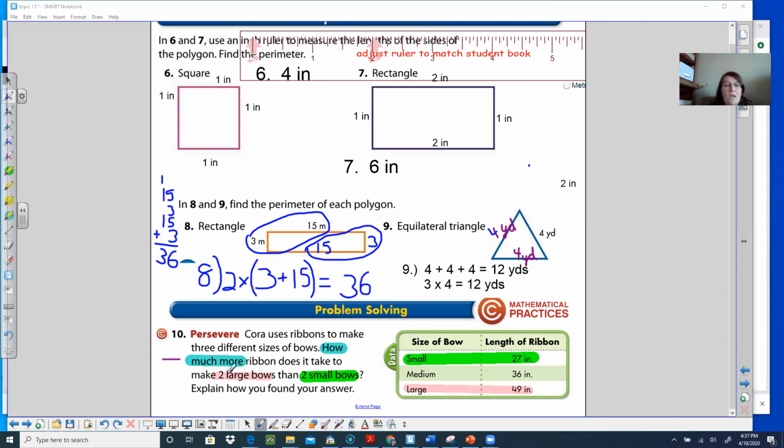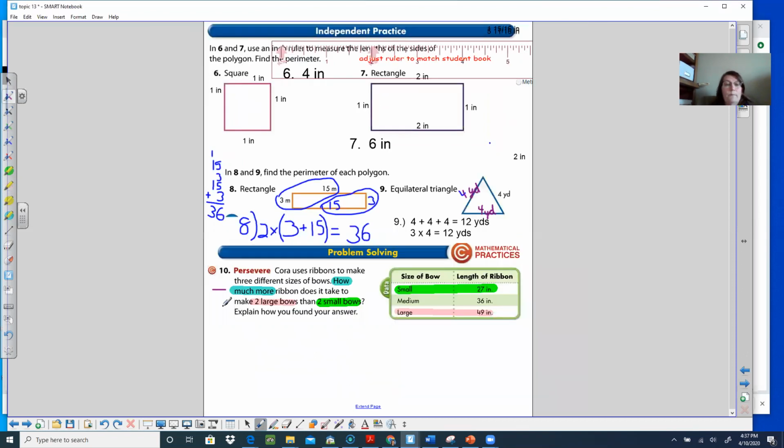So I am making 2 large bows. So I need 2 times 49. So 2 times 49. I'm going to put that in brackets and you'll find out here in just a minute. And I think we call those parentheses. And then remember it's asking how much more. That's going to be minus 2 small bows.